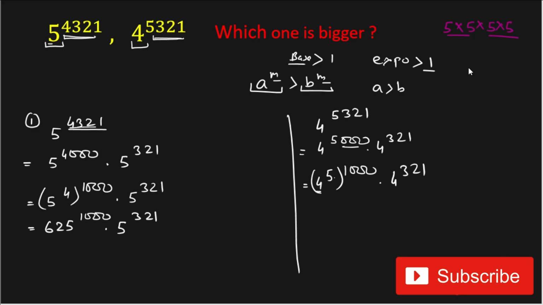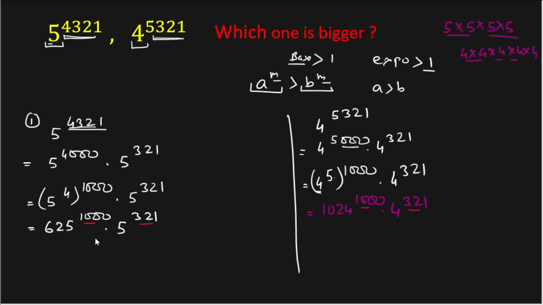Now 4 to the power 5 means 4 into 4 into 4 into 4 into 4. Now 4 times 4 is 16, 16 times 4 is 64, 64 times 4 is 256, and 256 multiplied by 4 is 1024. So it is 1024 to the power 1000 times 4 to the power 321. So friends, if you look here, we have 1000 power and again 1000 here, 321 and 321.